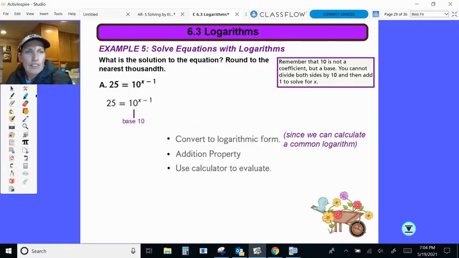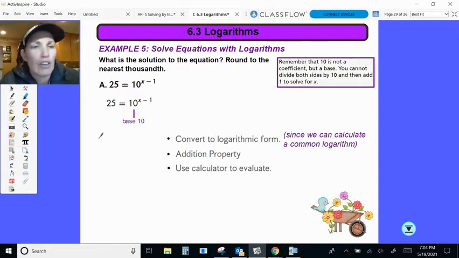Okay? So now let's take a look at how we solve some of these. We're going to solve with these common bases first, and then later we'll solve with other bases. If we have a common base right here, we have our variable in the exponent. So when we have our variable in the exponent, we're going to use logarithms to remove the variable from the exponent, okay? So we're first going to convert this to logarithm form.